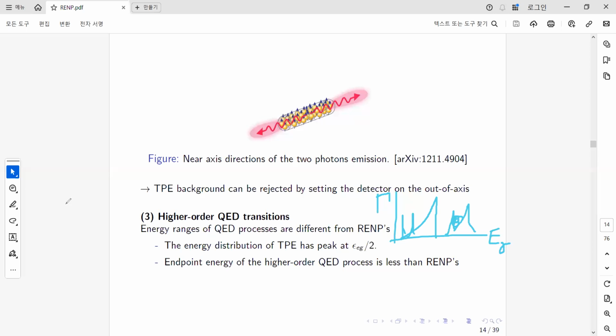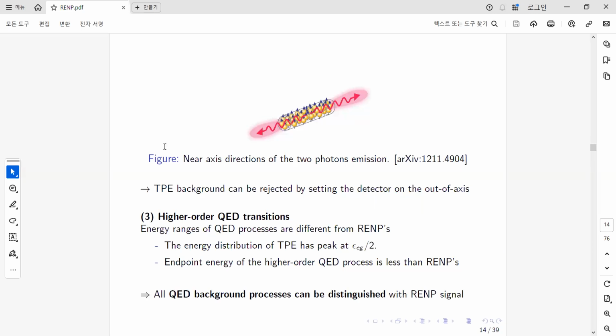So that we can reject the higher QED transitions, and we can distinguish the LAMP signal. So all the QED background processes can be distinguished from the LAMP signal. If we can detect the LAMP from such a condensate atom, then we can control the neutrino physics by using the atomic system in the laboratory environment.